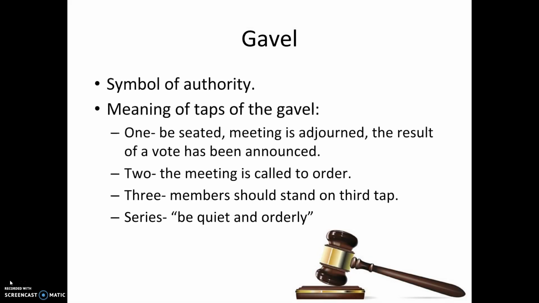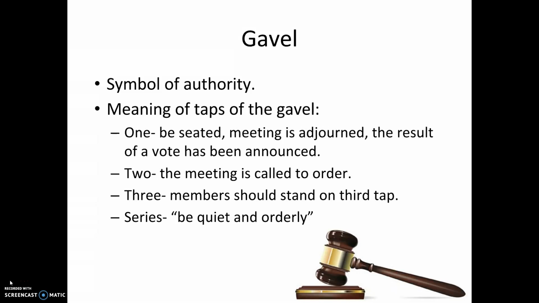And the gavel. This is the symbol of authority when it comes to parliamentary procedure. There's several different taps of the gavel, and they all mean different things. One tap of the gavel, so if the chairperson just taps the gavel once, it most of the time means to be seated. At the end of a meeting, it also indicates that the meeting is adjourned. It also, throughout the meeting, is used when the chairperson announces the result of a vote. So they will say, "The yeses have it," and they'll tap the gavel once. That means that the result of the vote has been announced, and we're moving on to something else.